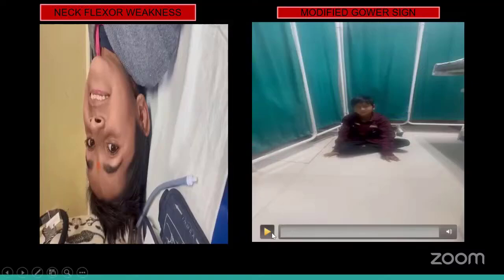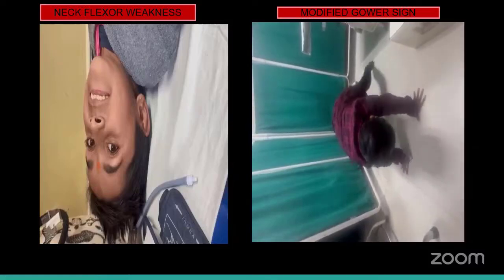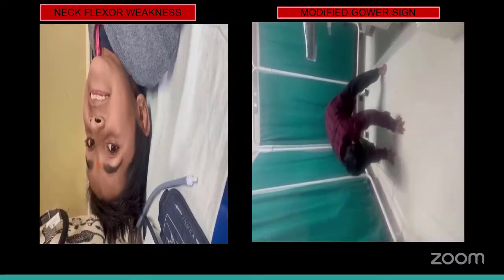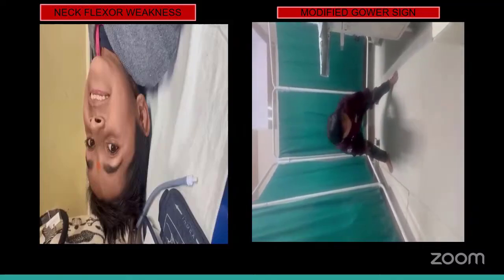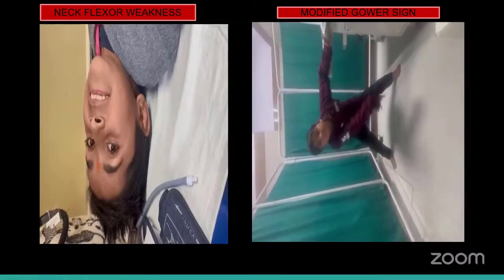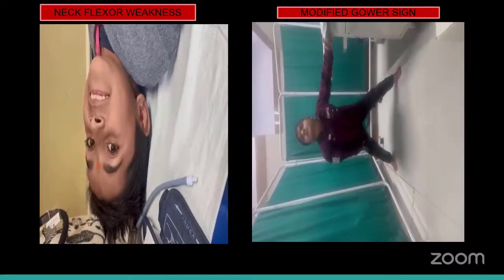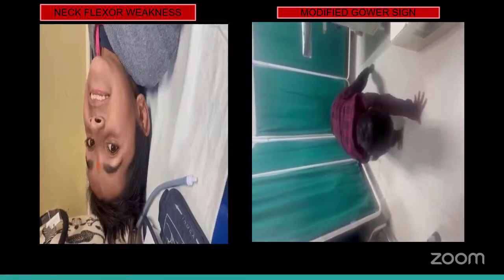And this is the classical modified Gower sign. Why do we call it the modified Gower sign? Because the classical Gower sign is what we get when we ask the child to get up from the supine position. This we examine in OPD from the sitting position, and this is the modified Gower sign, and we try to see how much time the child is taking, in the follow-up and monitoring of the condition. Again, this sign is not specific for DMD. It can be found in many neuromuscular conditions.